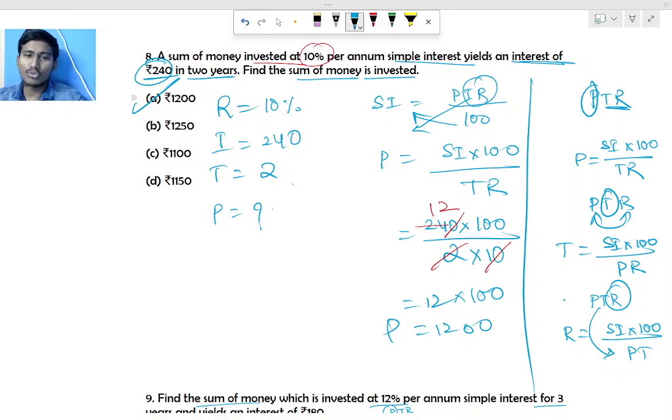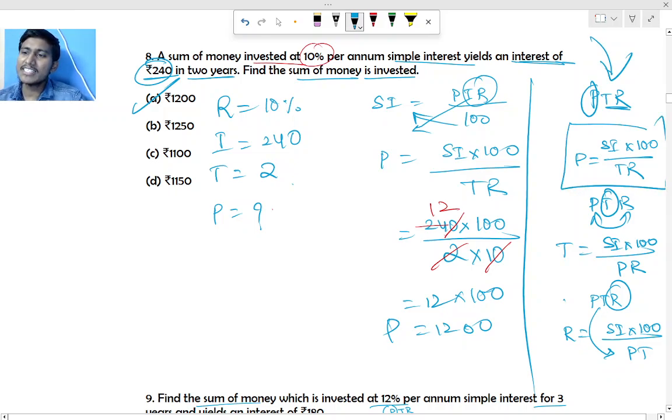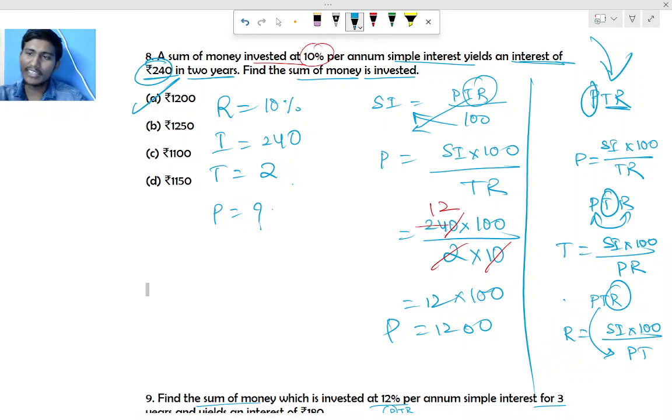Understand? So how to do? Remember all these three. If you want to find principal, how do we do? That is simple interest into 100 divided by TR. How do we find the time? Divide with PR. Then how do we find the rate of interest? Divide with PT. Got it? Write it down and remember these formulas.